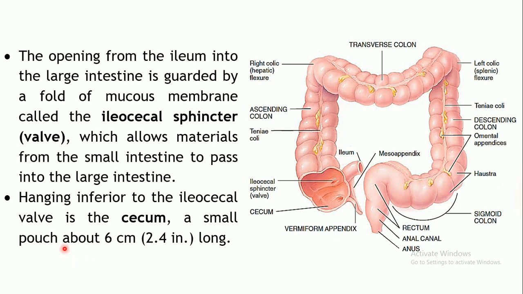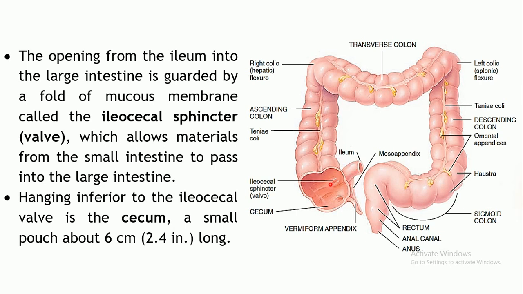Now we'll discuss all the anatomical features one by one. As we have seen earlier, the opening of the ileum into the large intestine is guarded by a sphincter called the ileocecal sphincter, or it is also called the ileocecal valve. This sphincter will guard this opening and it will regulate the movement of the food material from the ileum into the large intestine.